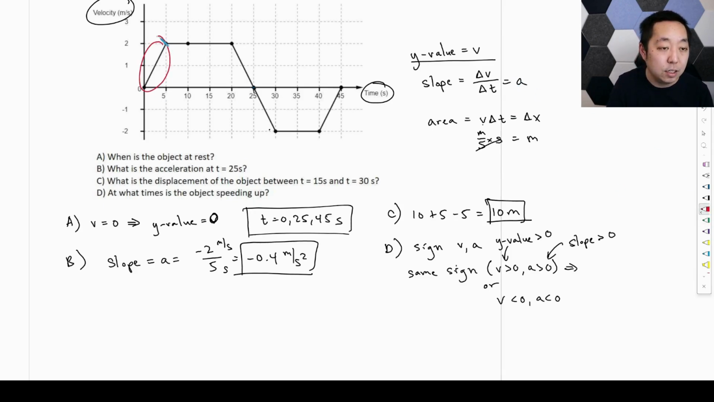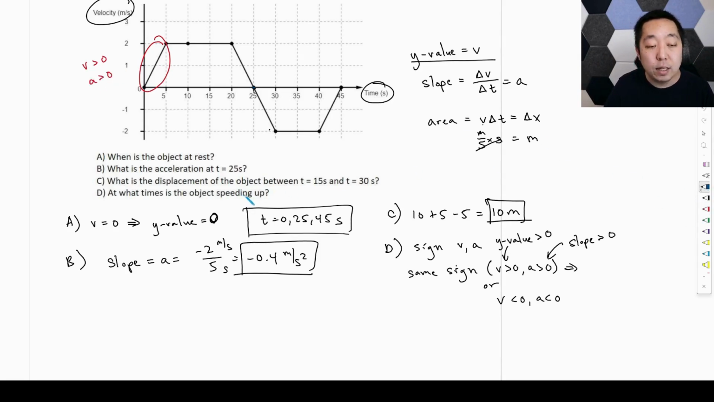So when does that occur? Here. Okay, here the slope is 0, so it's not speeding up or slowing down. Here the slope is negative. And so this is the only time the velocity is positive because it's above the x-axis, positive y values, and the slope is positive here.